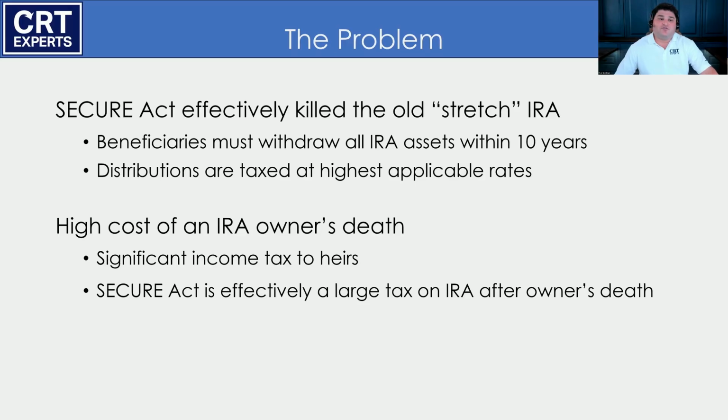And of course, those distributions are going to be taxed at the highest applicable rates. Whatever you want to call it, you want to call it a tax disaster. It's effectively the Secure Act is effectively a large tax on the IRA after the death of the IRA owner. But however you want to describe it, for many clients, particularly those who had planned on their IRA distributing over the lifetimes of their heirs, this creates a problem. Fortunately, though, with a charitable remainder trust, we have a pretty natural solution.